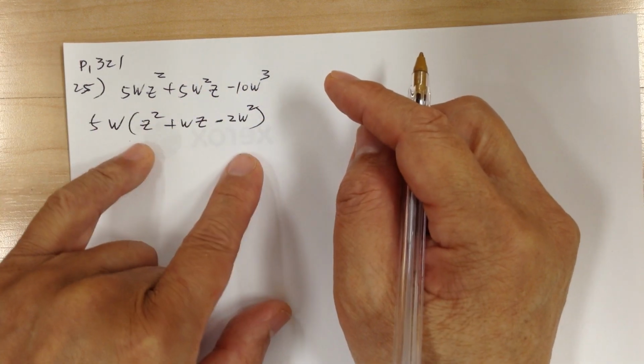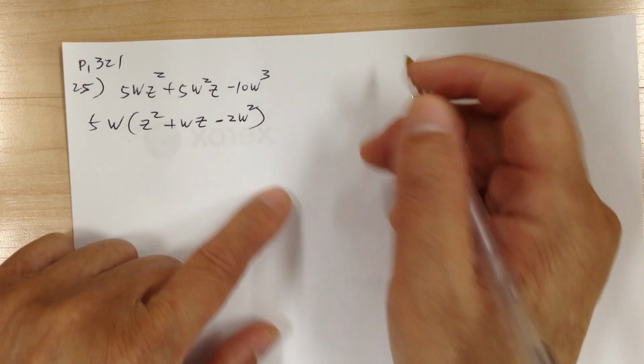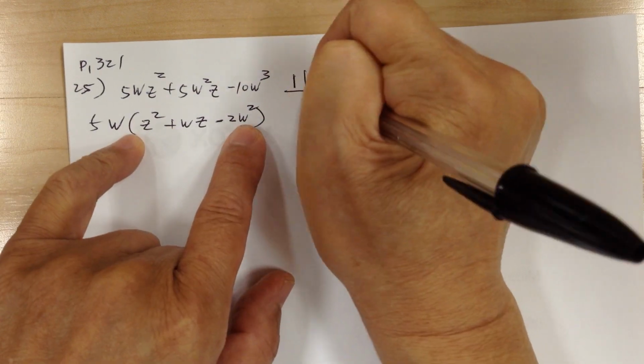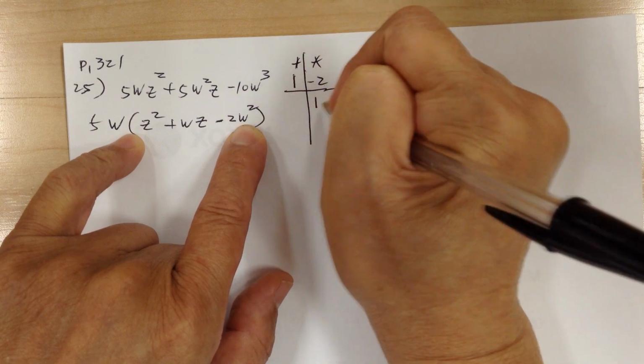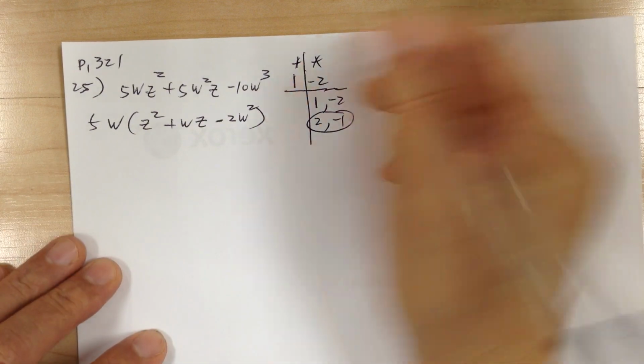Then you go to step 2. 3 terms, check for perfect square. Minus 2 is not a perfect square. So you go to step 4. You're going to get 1 and negative 2. You have to add and multiply. So you go 1, negative 2, 2, negative 1, and that would be the one.